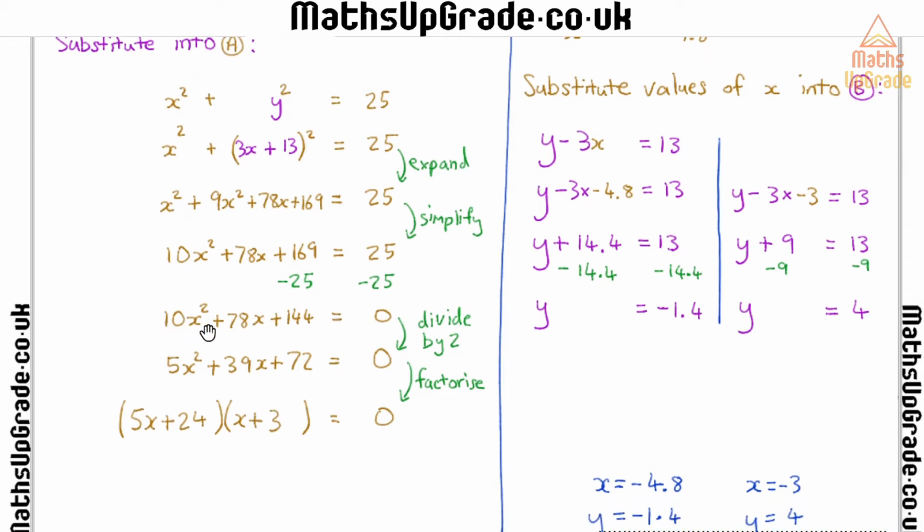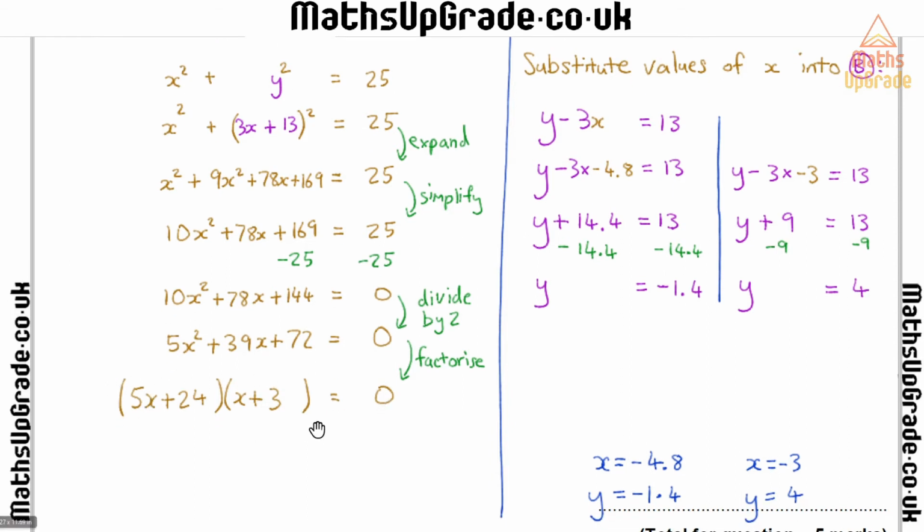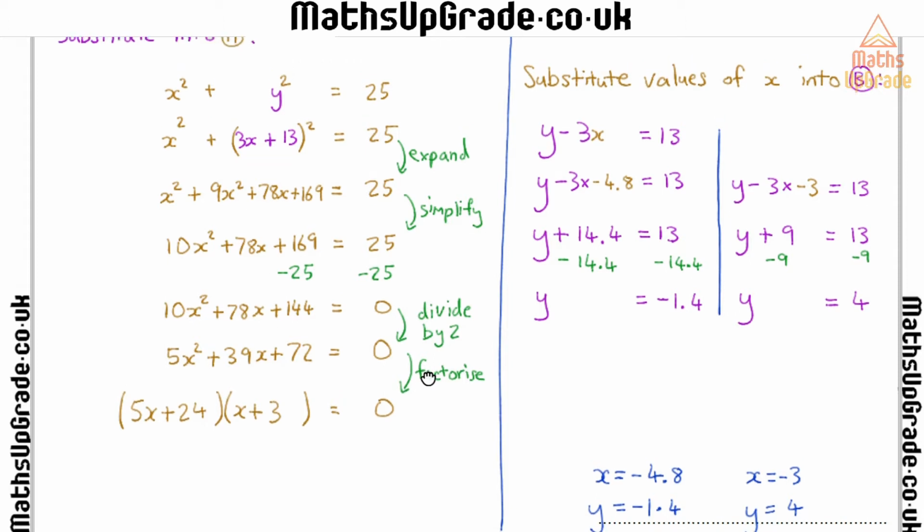Now I've noticed here each term in the whole equation has got a factor of 2, since this is an even number, that's an even number, that's an even number, and that's an even number. So I can divide everything by 2 here just to make the numbers smaller. That gives me 5x squared plus 39x plus 72 equals 0. I can factorize this. To factorize this, I get this. 5x plus 24, x plus 3 equals 0.